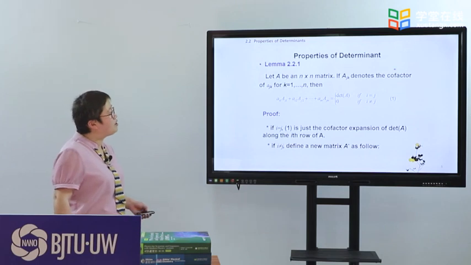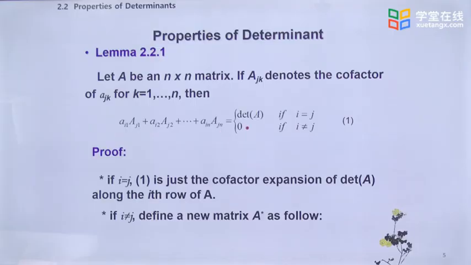So be careful about the left side. See? So here, i may not equal j. If i equals j, then it's just the definition for the determinant of A. It's a cofactor expansion along the ith row for A. Right? If i does not equal j, this summation is 0. So how to prove this?